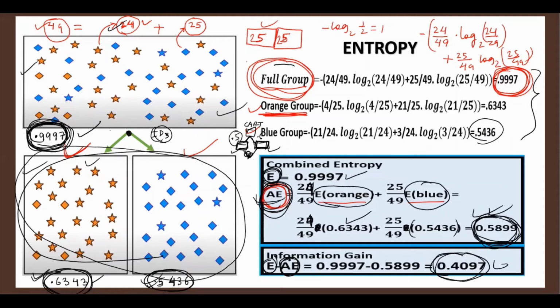So when we talk about information gain, this is the difference between these two. Information gain should be higher and higher. Or you can say the average entropy, if you compare it with the whole entropy, should decrease. The average entropy information is this one, 0.5899. If you subtract it from this one, this is your value.